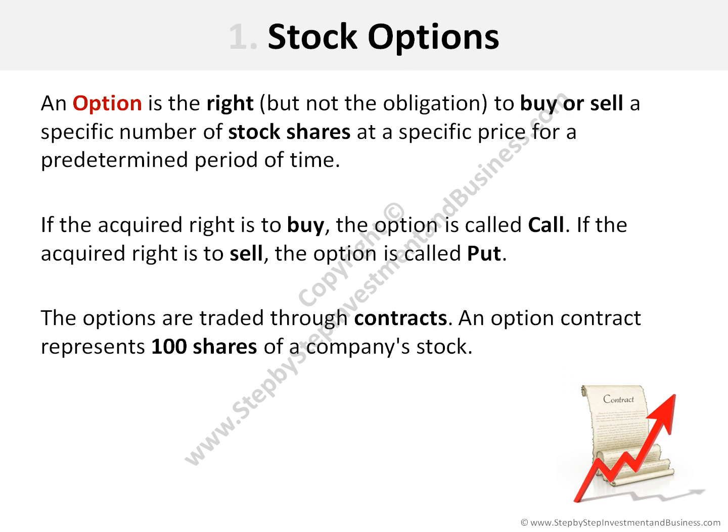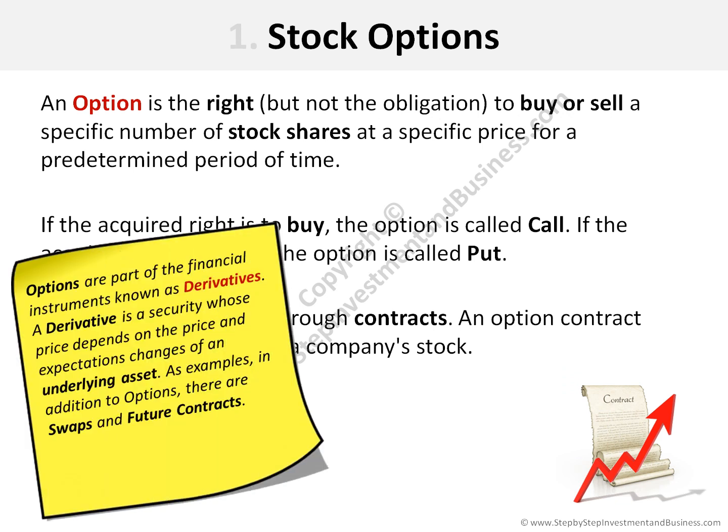The options are traded through contracts. An option contract represents 100 shares of a company's stock. Options are part of the financial instruments known as derivatives. A derivative is a security whose price depends on the price and expectation changes of an underlying asset. As examples, in addition to options, there are swaps and futures contracts.